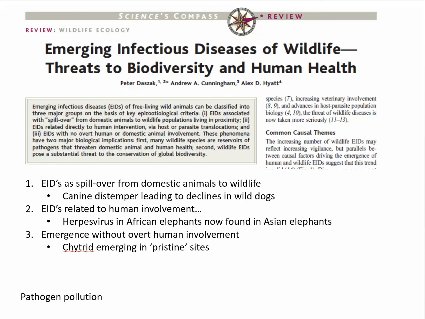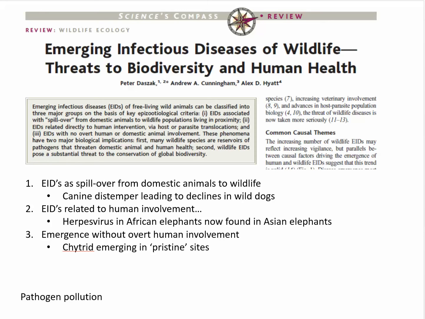And this is a paper, I didn't write down what year this was, but it's not that old. It's a very well cited paper by Daszak et al., Emerging Infectious Diseases of Wildlife, Threats to Biodiversity and Human Health. And they identify three different cases or key major groups that result in general patterns of emerging infectious diseases.